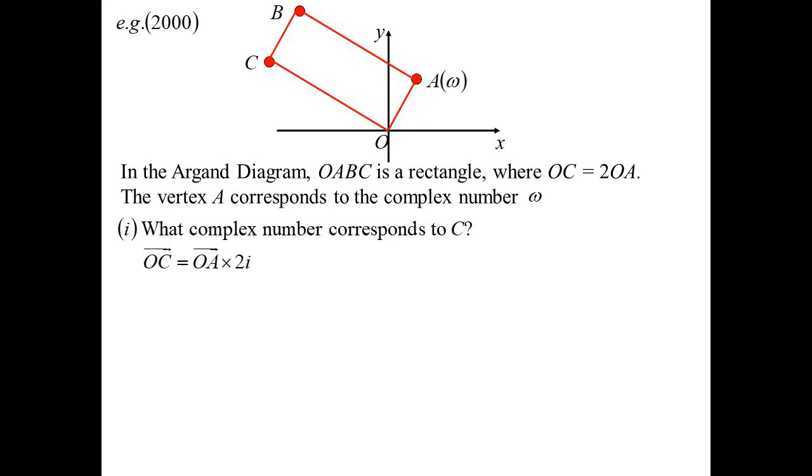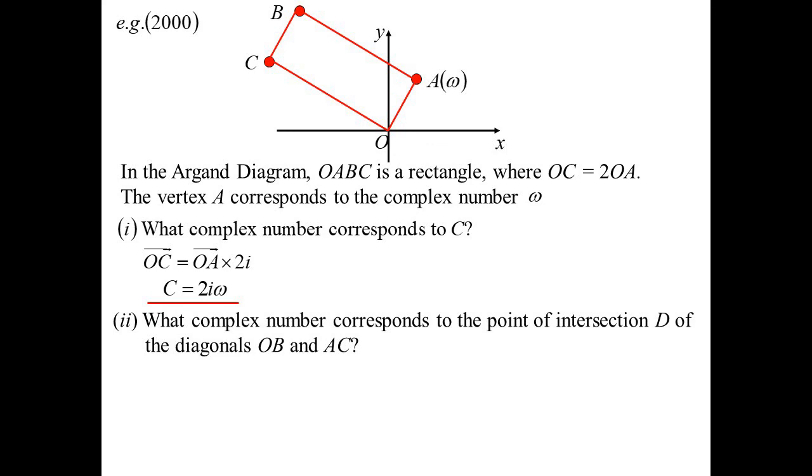So, all right, OC then would be OA times 2i. So that's 2i times omega. So there's an expression for C. What complex number corresponds to the point of intersection D of the diagonals OB and AC?